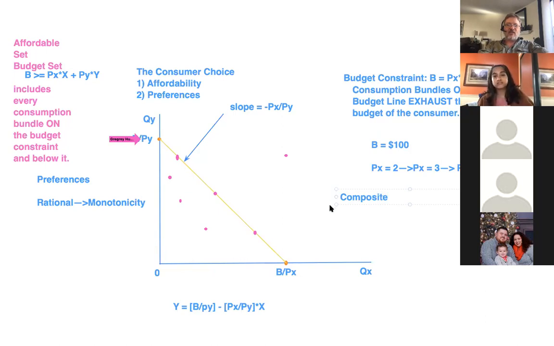Composite. I don't know if you're familiar with that term, but it's from material engineering. It just means joining together of a bunch of other stuff in unspecified proportions. Composite consumption good.